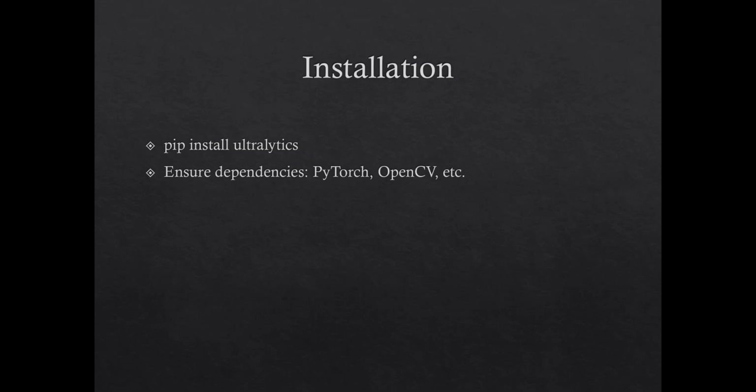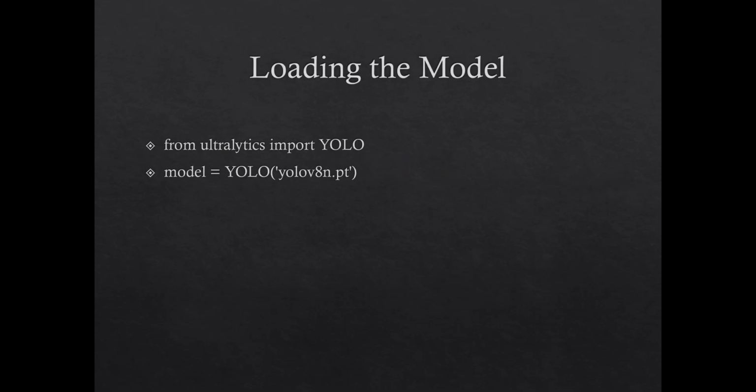Now the installation. To get started, we need to install the Ultralytics Python package. In the notebook or anywhere, we can just run pip install ultralytics, and that's it. It installs everything you need: the model dependencies like OpenCV and PyTorch, and the pre-trained weights. PyTorch and OpenCV are also very useful for loading the model.